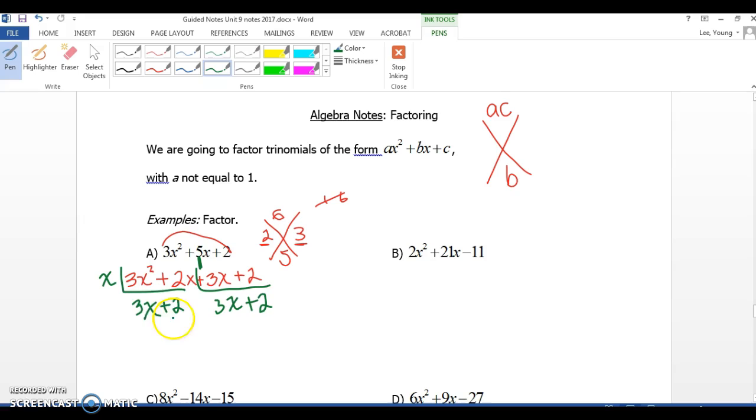Now, what do you see, guys? Now we see a common binomial. So what I'm going to do, I'm going to just bring down 3x plus 2.